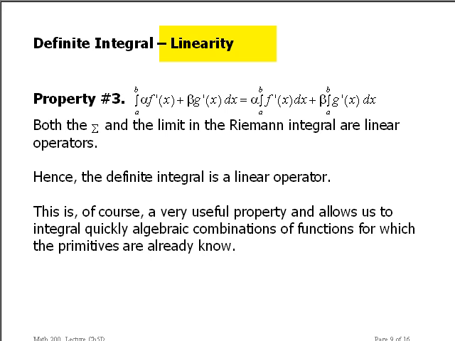The other property that we've talked about before is that it's a linear operator. So if I integrate this function, I can just break this up into two integrals, break it up at the plus or the minus sign. The constants multiplying f prime or g prime, in this case I used f prime and g prime, can come out in front, and then you can take the integral. Of course, like it says here, this is a very useful property since it allows us to compute integrals of algebraic combinations of functions when we know the primitives for each of the functions.